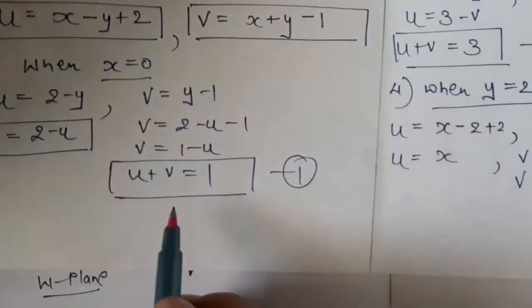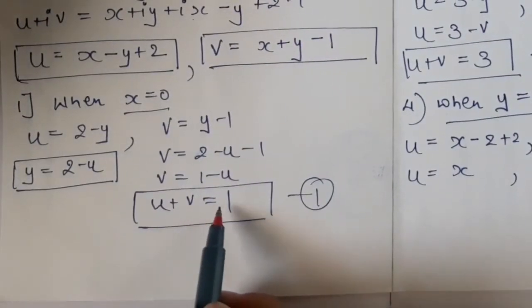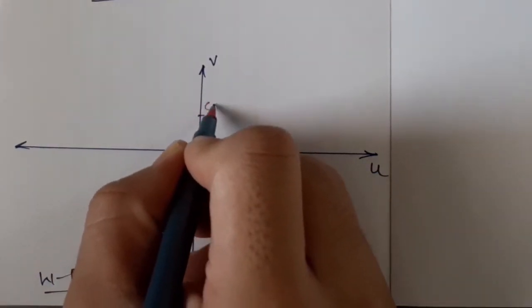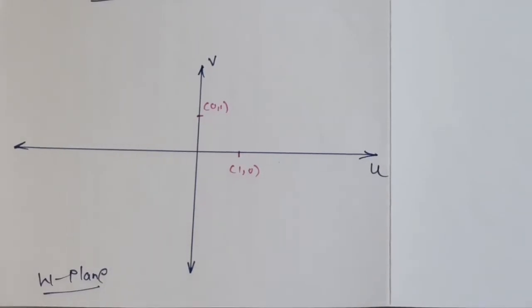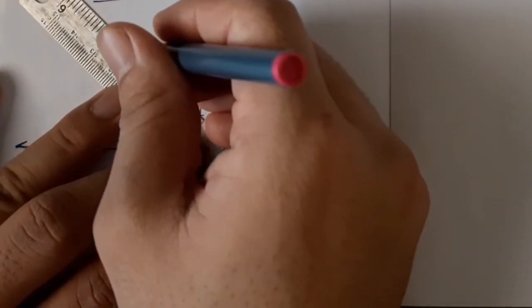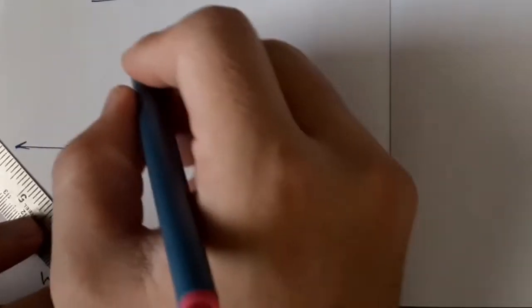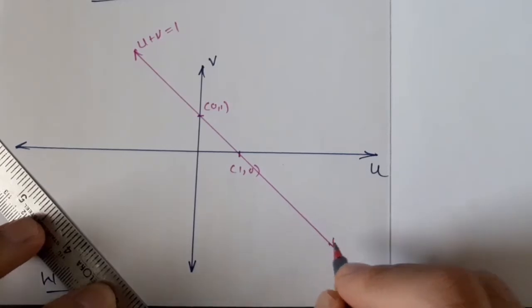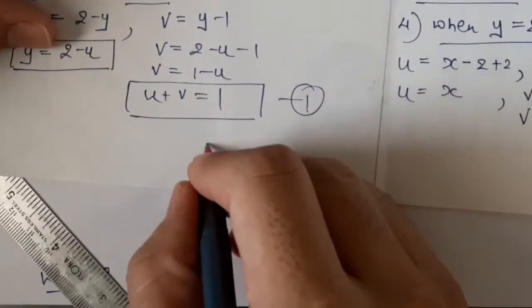In this equation, if we put u equals 0, then we get v equals 1. So this is the second point of this line, (0, 1). Let's say this line is u plus v equals 1. So this is the first line, which we have drawn.